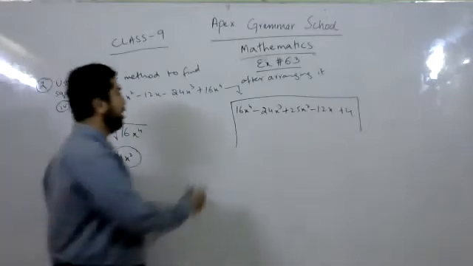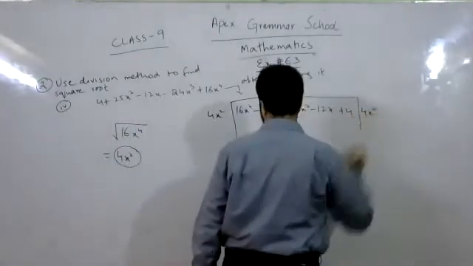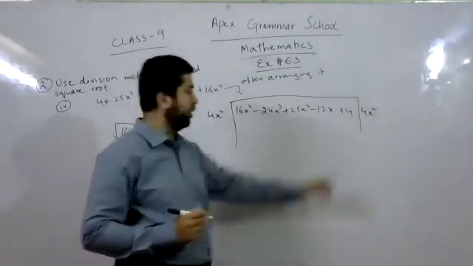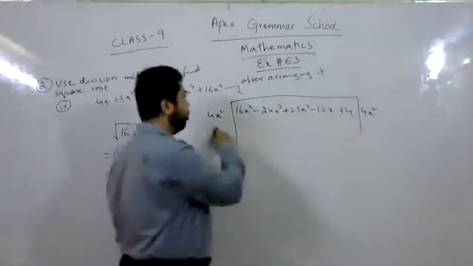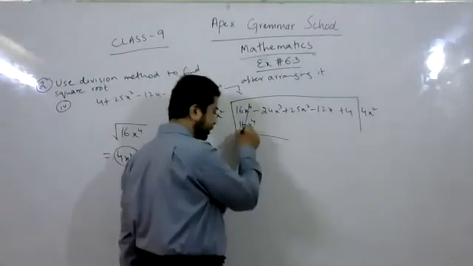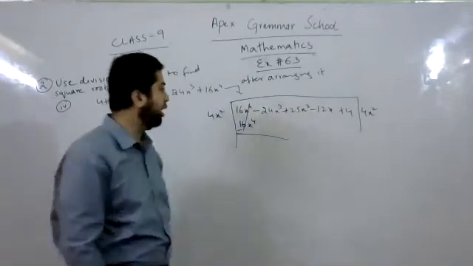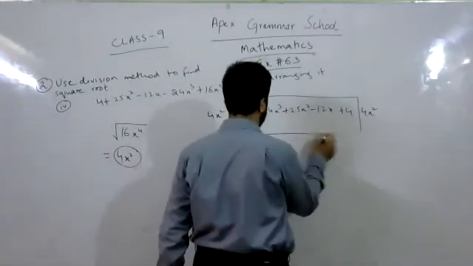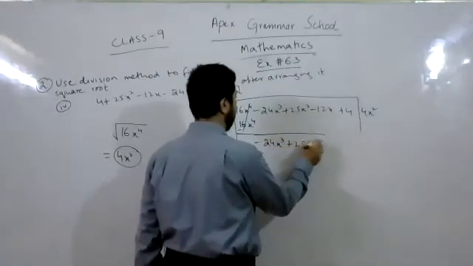So this 4x square will be our divisor here and also here. Now we multiply this 4x square by this 4x square, which means x raised to the power 4. Change the sign, cancel it. Now after that, two values: minus 24x plus 24x, 25x.